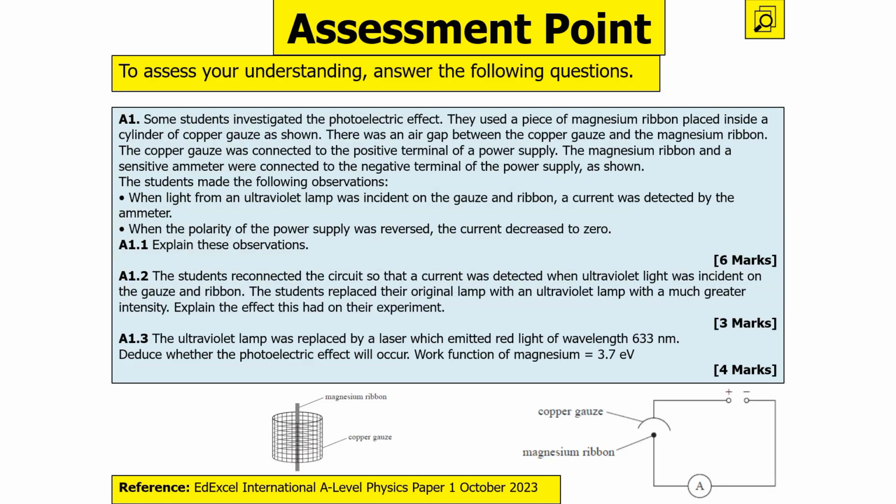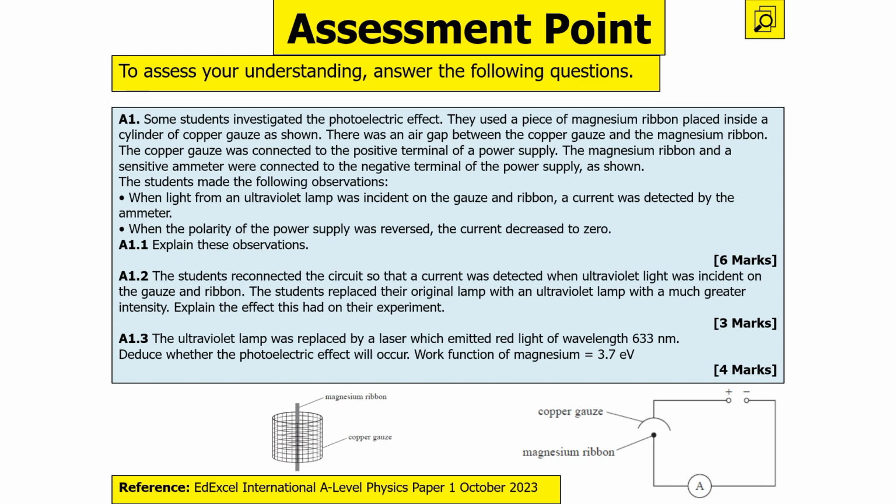The next question says, students investigated the photoelectric effect. They used a piece of magnesium ribbon placed inside the cylinder of a copper gauze as shown. There was an air gap between the copper gauze and the magnesium ribbon. The copper gauze was connected to the positive terminal of a power supply. The magnesium ribbon and the sensitive ammeter were connected to the negative terminal of the power supply as shown.